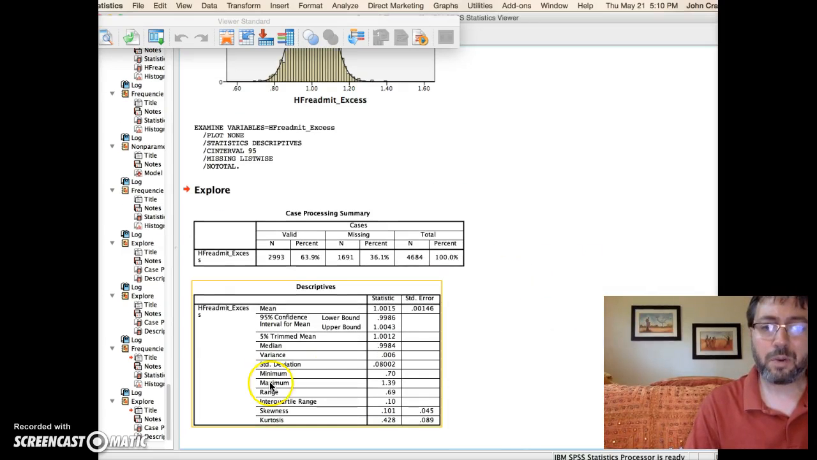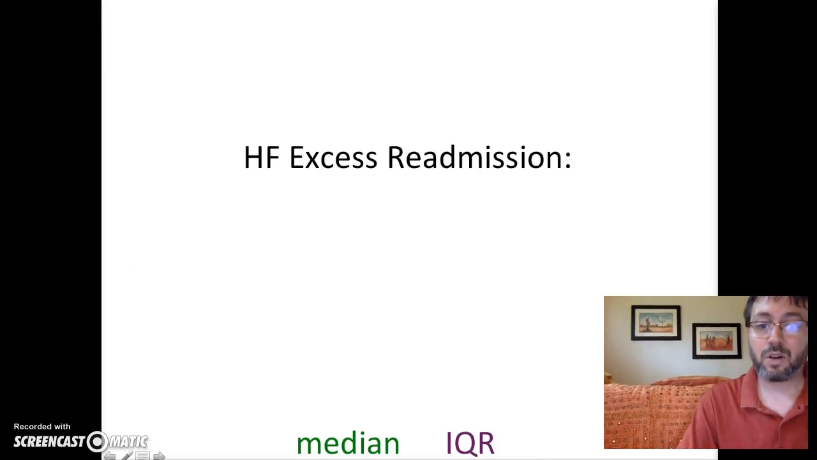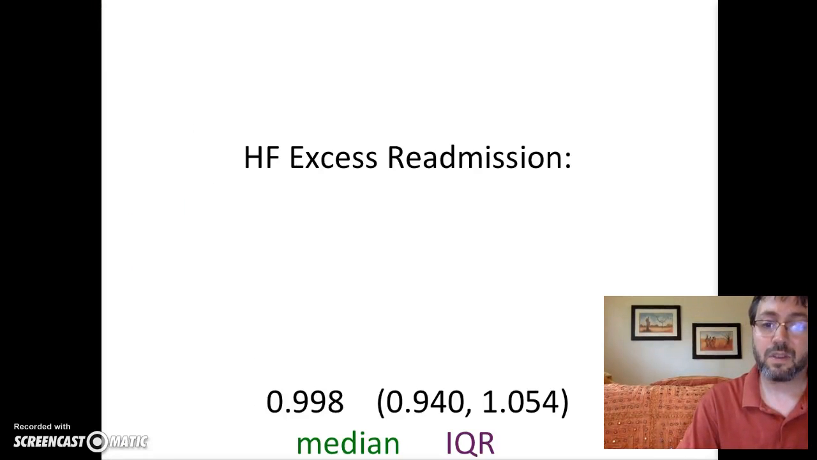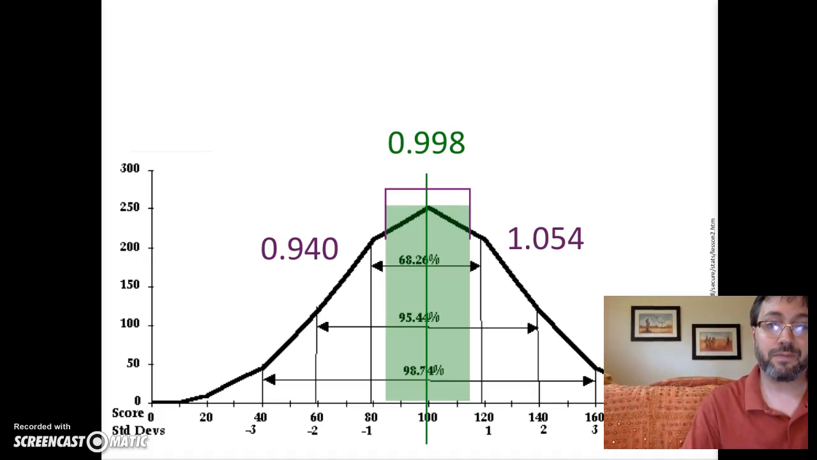And the output here shows us the median value of 0.9984. It gives us the interquartile range of 0.10. So we know that if we add 0.10 to the median and subtract it from it, we will get the range in which 50% of all observations lie. If we come back to our graph, it would look like this. We report the median and then follow it in parentheses with the interquartile range.